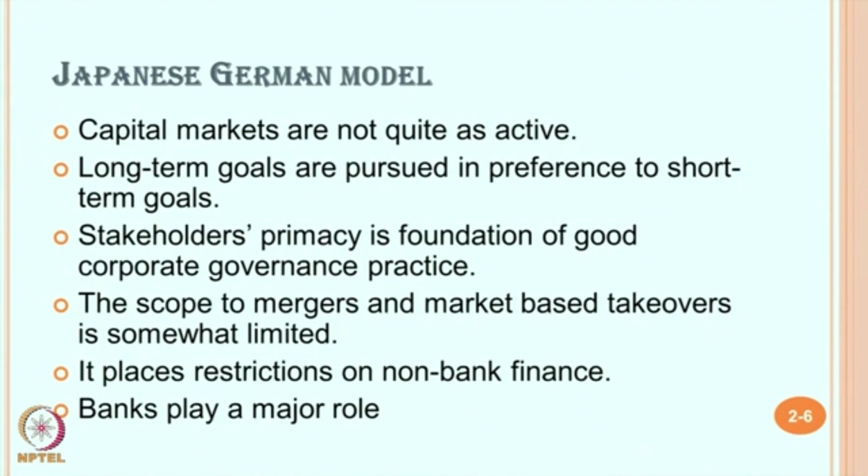Here, instead of short term goals, long term goals are given more importance and shareholders have a more dominating role. The chances of mergers and takeovers are relatively less because there is no active market and regulators have more control. They do not encourage takeovers that easily. There is a restriction on non-banking finance. So, banks play a very major role in Japanese and German companies. Even in their corporate governance, because banks are major stakeholders, there is a lot of control of banks or the important institutions on the functioning. Instead of market control, it's more of a bank dominated economy.